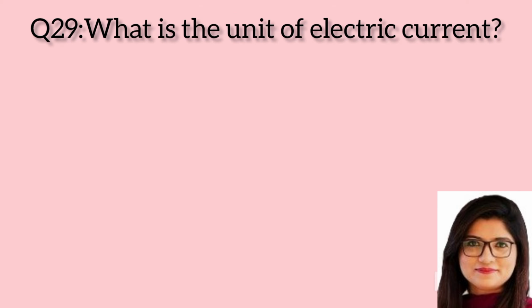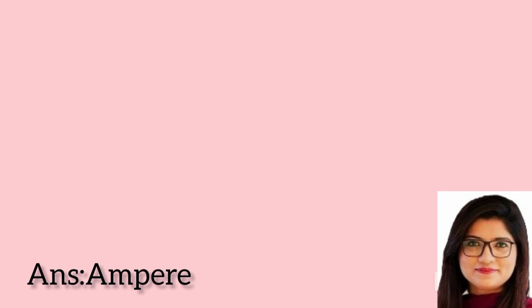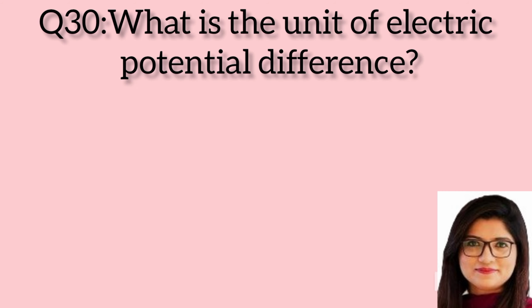Question 29. What is the unit of electric current? Answer: ampere. Question 30. What is the unit of electric potential difference? Answer: volt.